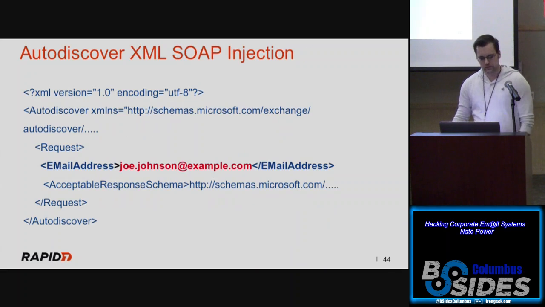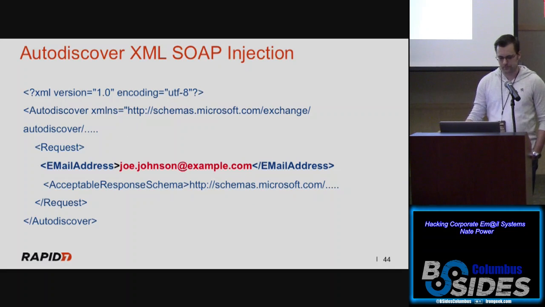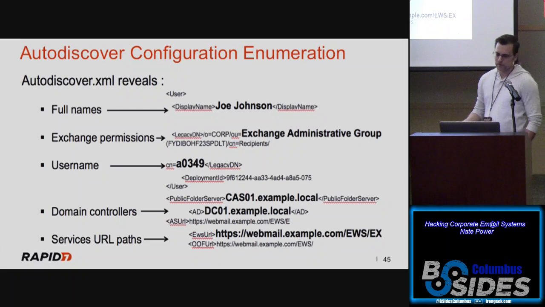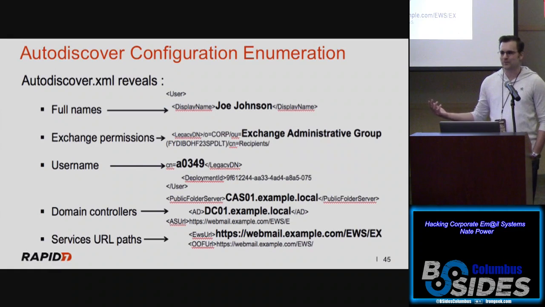Here's the actual SOAP request being sent. The only parameter in this request is the email address. And as long as this is valid, I am able to extract the config files. This is the kind of data that's in these config files. It's going to give me the employee's full name. It's going to give me their Exchange permissions. If your Exchange environment's ever been migrated, and if your company's been around for more than a couple of years, I'm sure it has, legacy DN username information is actually getting stored within these Autodiscover config files.